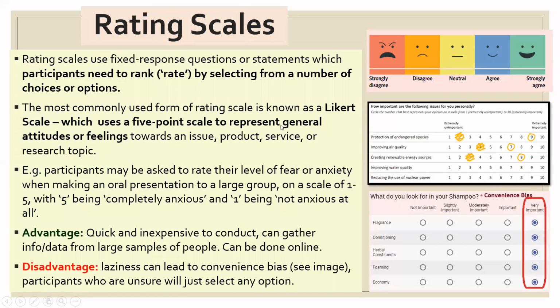Rating scales are again good because they're quick and inexpensive to conduct, but people can experience convenience bias. Convenience bias is that thing that happens when you start doing multiple questions like this, and you think, let me just write very important for this one, and you don't even read the question anymore. You just start making a pattern, or you just start putting everything in the same column. That's called convenience bias. Just a fancy way of saying you're lazy. So that's the basic idea.